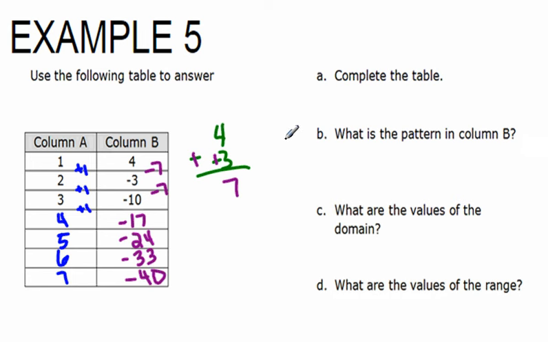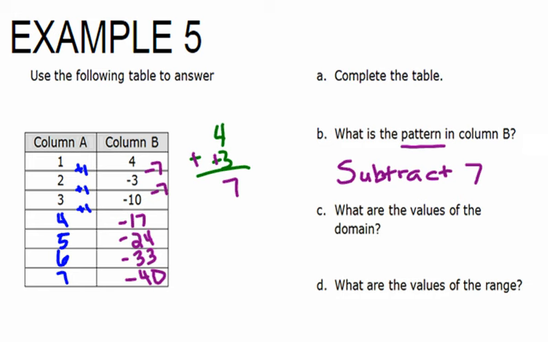So that takes care of letter A to complete the table. But it also takes care of letter B because that asks us for the pattern. And in order to complete the table, we had to find a pattern in column B. And the pattern here was to subtract 7. Or you could say add negative 7. Either one of those would be fine.